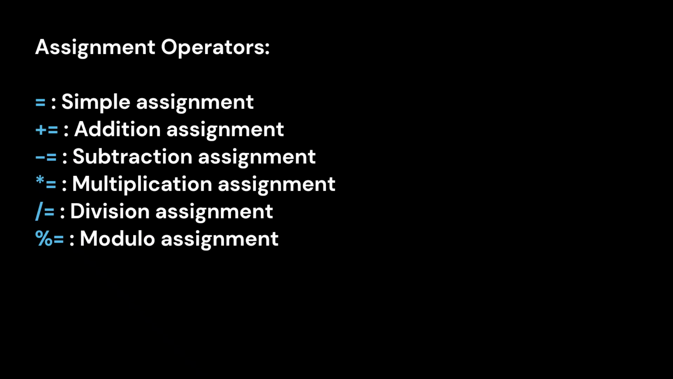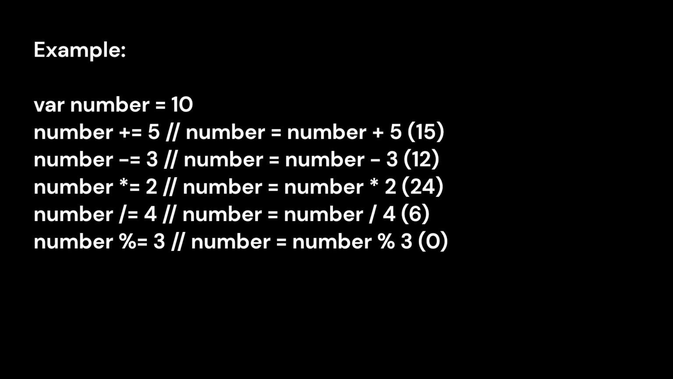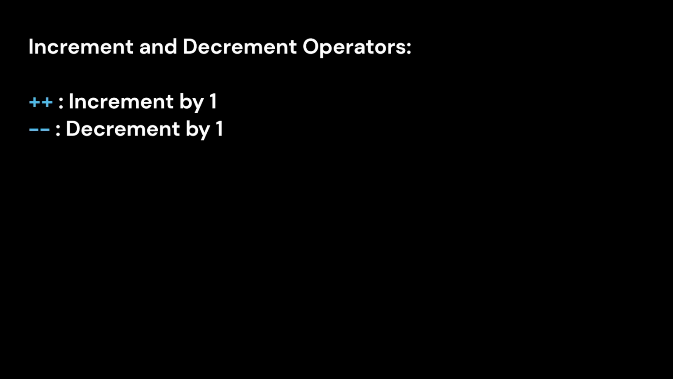Assignment operators are used to assign values to variables. They combine the assignment equal sign operator with other arithmetic operators to modify the value of a variable. The increment and decrement operators are used to increase or decrease the value of a variable by 1, respectively.